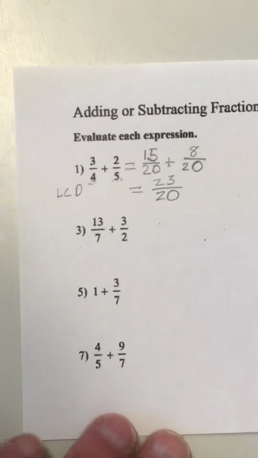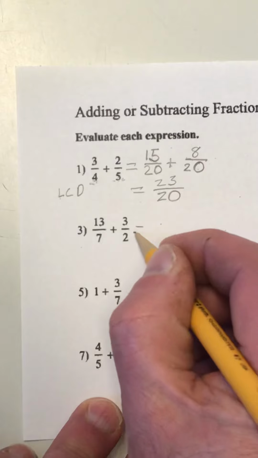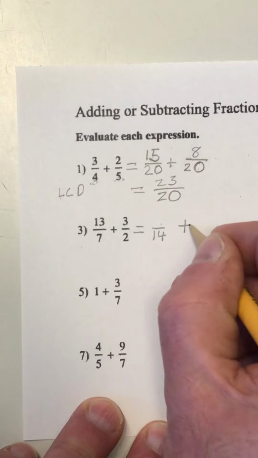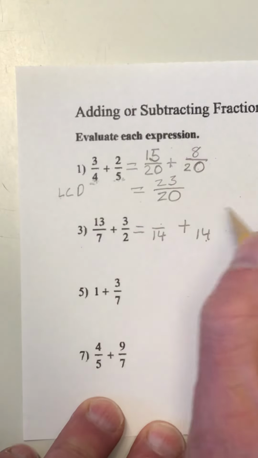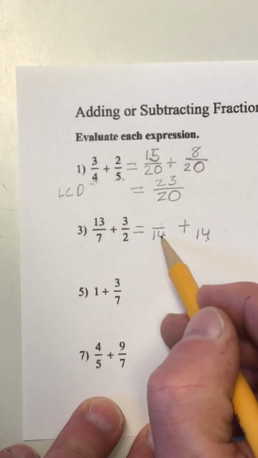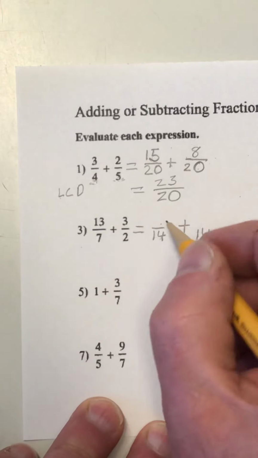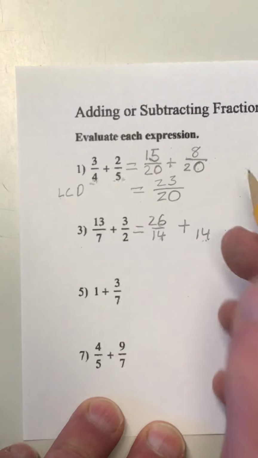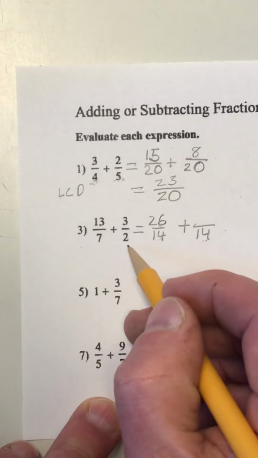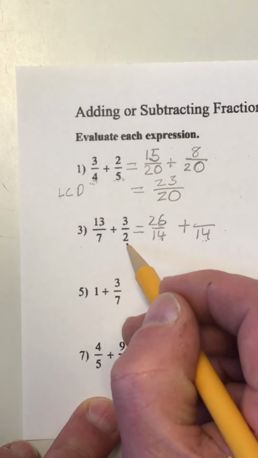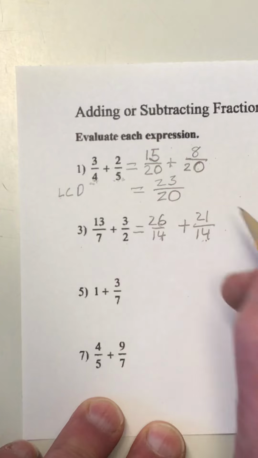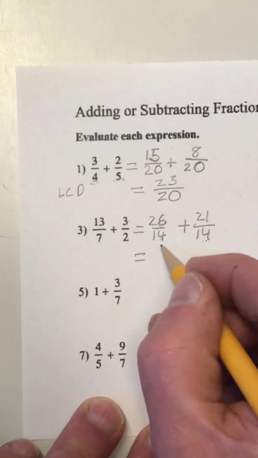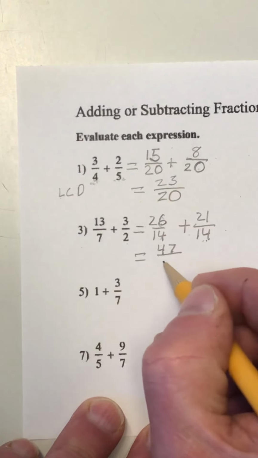Okay. What would be a common denominator for 7 and 2? 14. Okay, so both of these are going to be out of 14. Okay? 7 goes into 14 twice. 2 times 13 is 26. 2 goes into 14 7 times. And 7 times 3 is 21. So 26 plus 21 is 47 over 14.